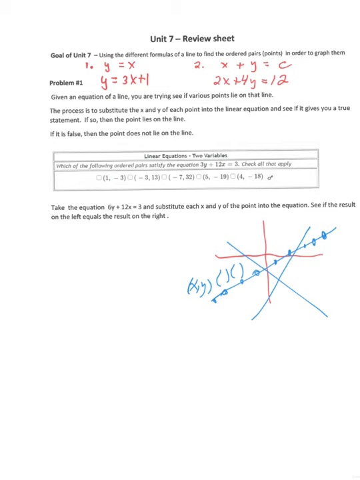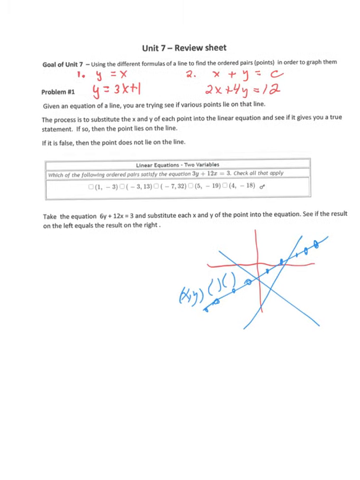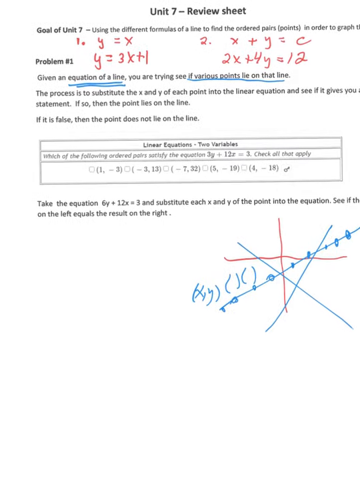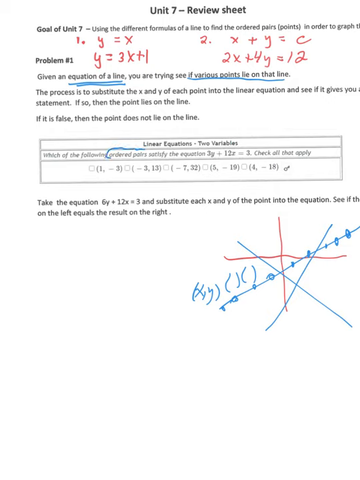So the first question that they ask you is, given a line, you're trying to find various points on the line. But in this case, they're going to ask you, are these points, these ordered pairs, which means the x's and the y's, all on the line? That means they satisfy the equation. That means when you plug them in, it makes the equation true. For 3y plus 12x equals 3.